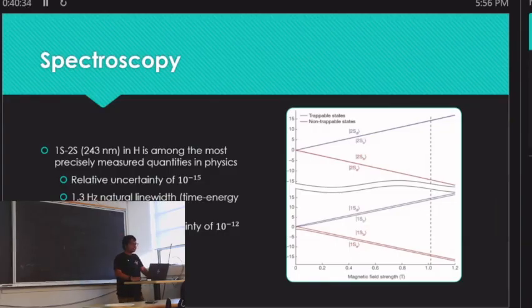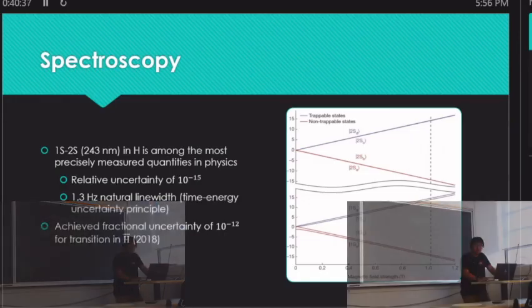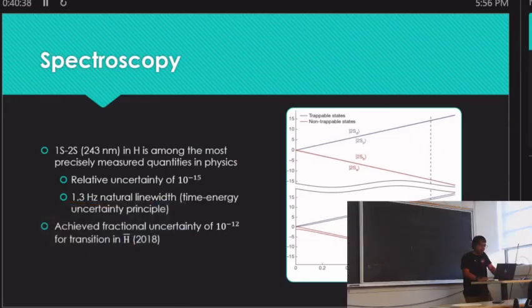So in the 2018 paper, they achieved a relative uncertainty of 10 to the -12 for antihydrogen, which is quite good. Obviously, we'd like to get a bit further with that.